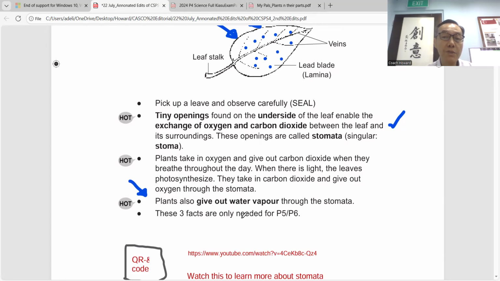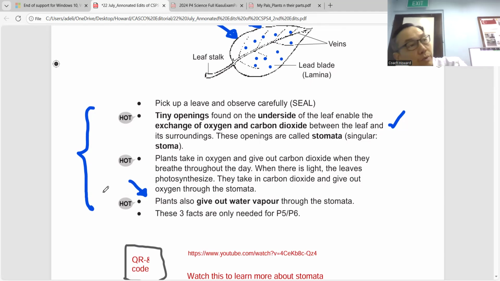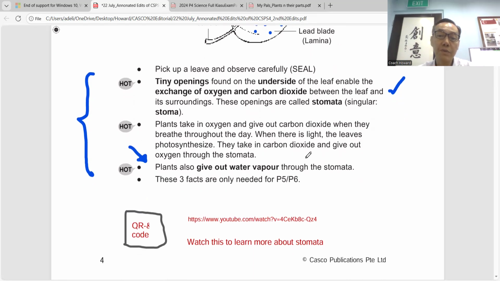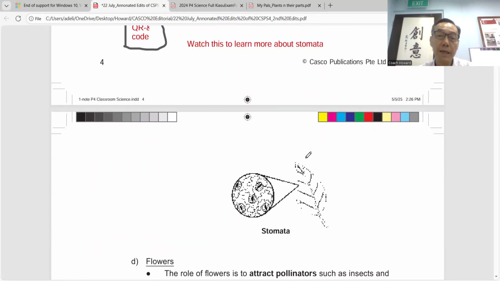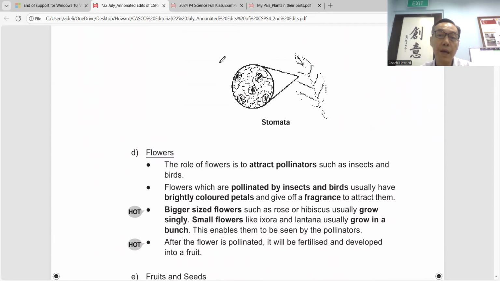Okay, but these 3 facts are only needed for P5 and P6. Okay, these 3 facts here. These 3 facts only needed for P5 and P6. That's why I put HOT. Because some schools, they have GEP, you know, right? Gifted Education Program. So some of the students are required to know this. So I have gone through this part, and this is the final part where the stomata is being shown.